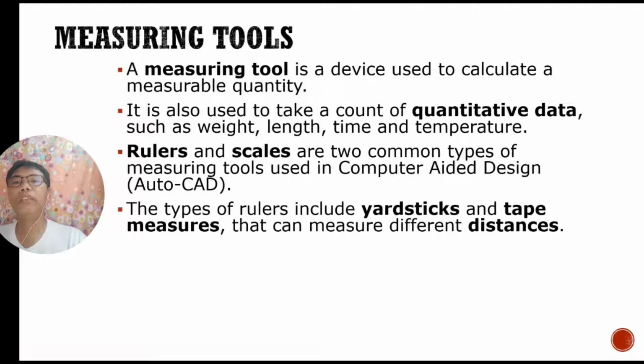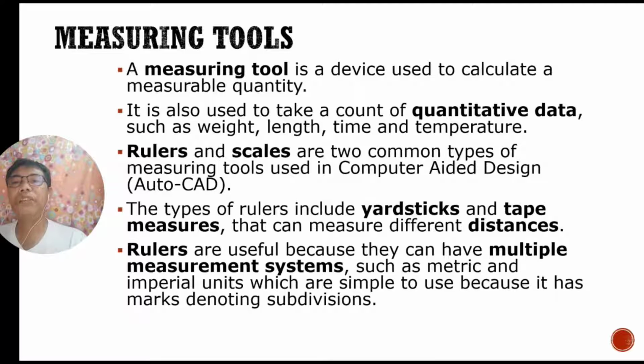Now, the types of rulers include yardsticks and tape measures that measure different distances. So these are only used for distances. Even long distances can be measured by stick and tape measure, but it takes time for you to finish the measurement, especially a 1 kilometer distance.